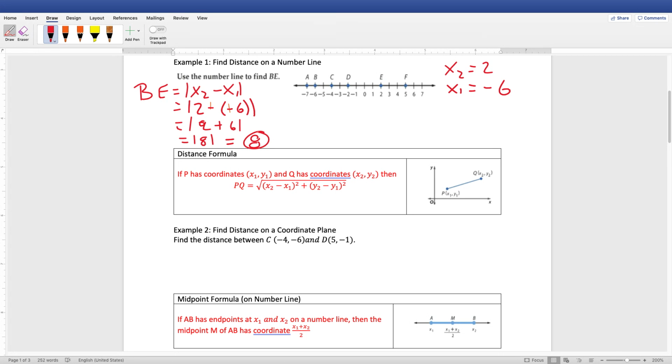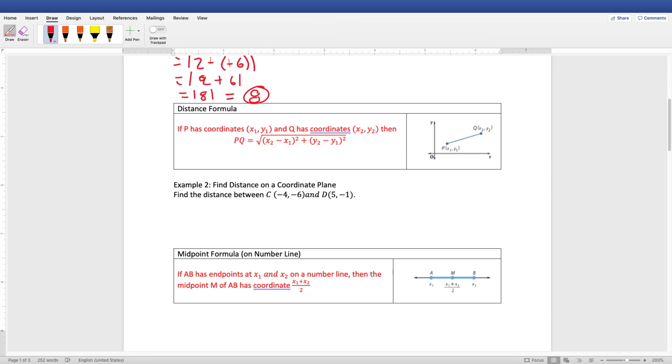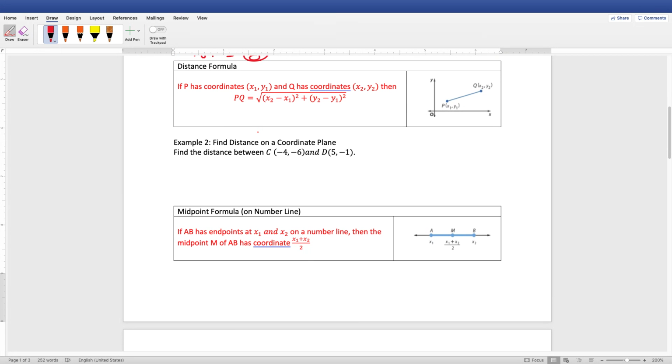Now let's talk about the distance formula as it relates to 2 points. If P has a coordinate of x sub 1, y sub 1, and Q has a coordinate of x sub 2, y sub 2, then to find the distance between PQ, we are going to take the square root of x sub 2 minus x sub 1 squared plus y sub 2 minus y sub 1 squared. It is very important that if you put x sub 2 first, you put y sub 2 first. If you put x sub 1 first, then you need to put y sub 1 first.